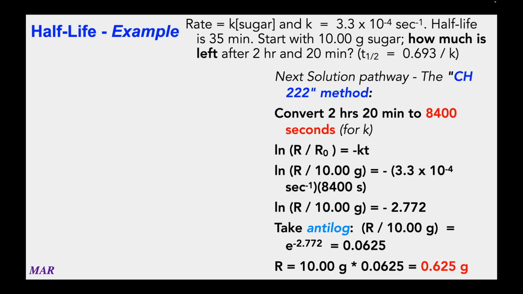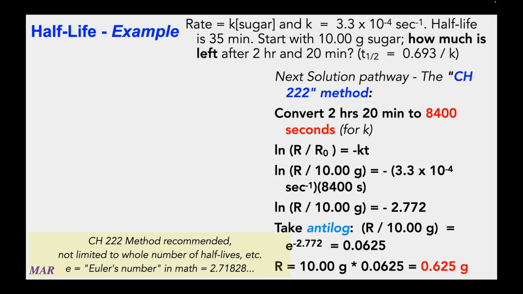Now, why I like this method better and why I encourage you to use it is you can have any number of half-lives. It doesn't have to be a whole number, and you can automatically calculate how much is left. Now, you do have to use anti-logs. I understand that's not a lot of fun sometimes, but it's all stuff you can do. Let your calculator do the hard work, and you are good to go. So I do recommend using the Chem 222 method, quote unquote. You're not limited to a whole number of half-lives. It's pretty chill. Again, that e in e to the x is just a constant. It's called Euler's number, 2.71828. It goes on for a long time like pi. Nothing you have to do. Let the calculator do this work and you will be good to go.